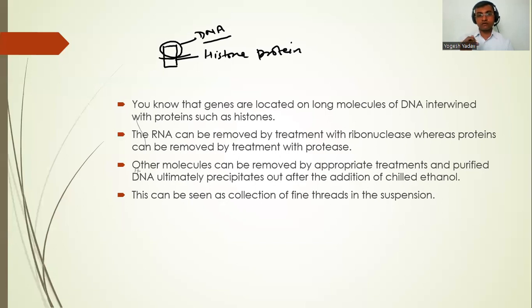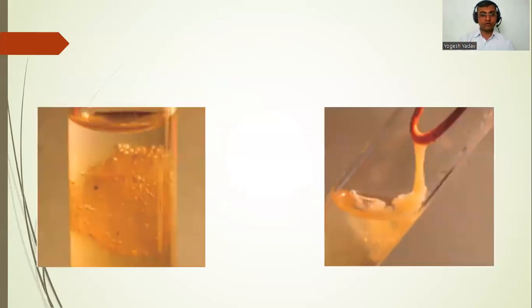Similarly, there will be the protein, so the proteinases will digest the protein. Ultimately, we will get the pure DNA. That pure DNA is spooled with the help of chilled ethanol. Here we can see how it looks. This is the DNA, and this DNA looks like this after the treatment.